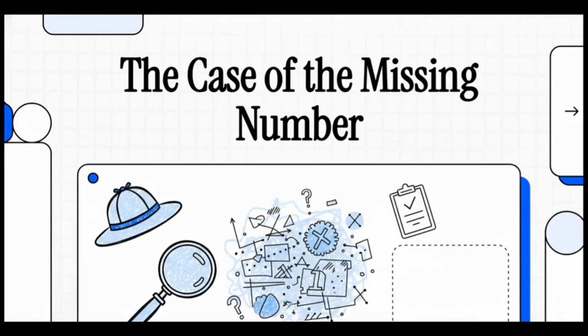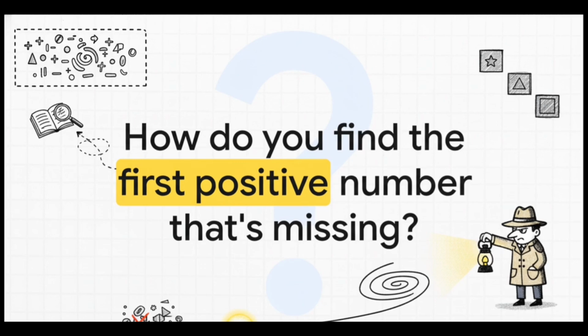All right, today we're putting on our detective hats to solve a classic programming mystery, the case of the missing number. We've got our clues, we've got the rules, and we've got a jumbled list of numbers where one key piece of evidence is gone. So let's dive in.